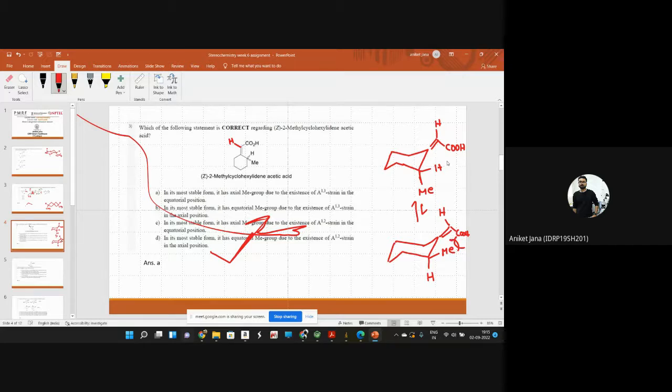Okay, so in case of the axial methyl, they are far apart from each other, so there is less steric interaction between these two groups. So this is why the methyl group in the axial position is more stable due to the existence of the axial 1,3 strain. So option A is the right option. Okay, any doubt? No, sir. Okay.